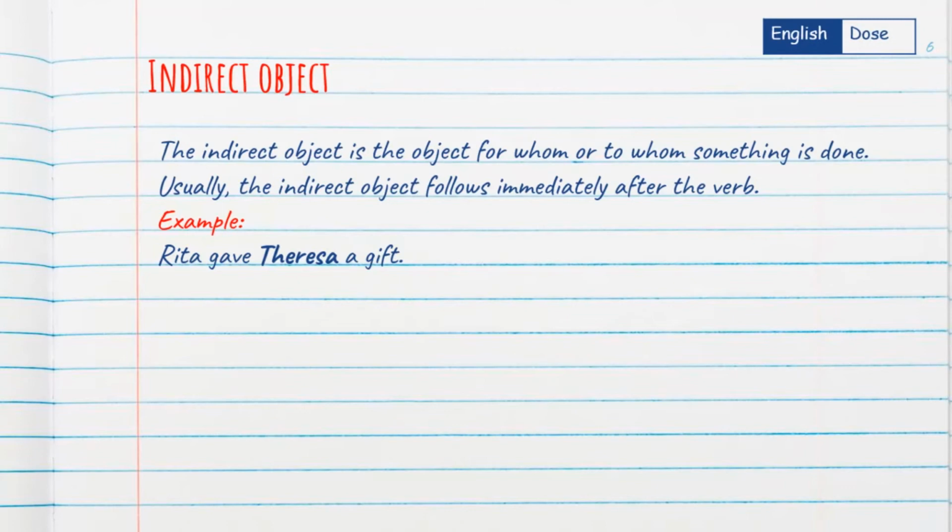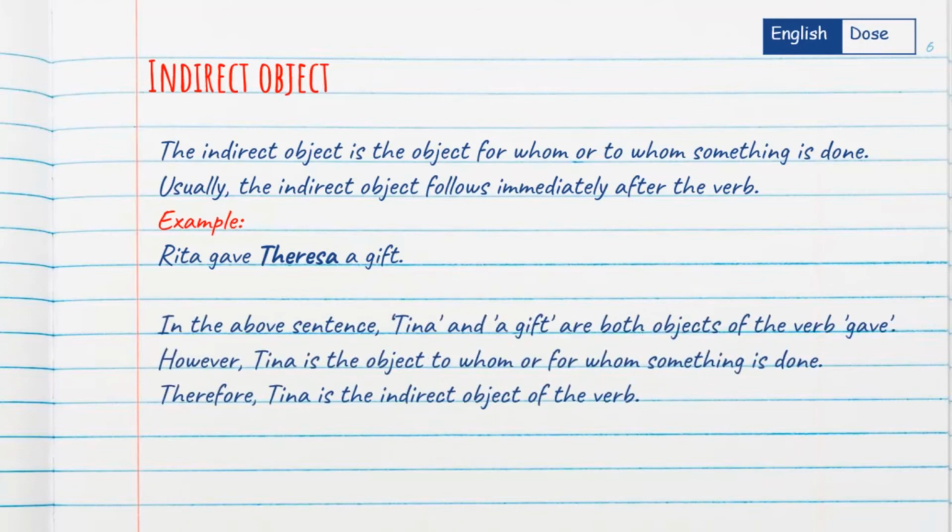Indirect object would be a noun or it would be a pronoun. In the above sentence, Teresa and a gift are both objects of the verb gave. However, Teresa is the object to whom or for whom something is done. Therefore, Teresa is the indirect object of the verb.